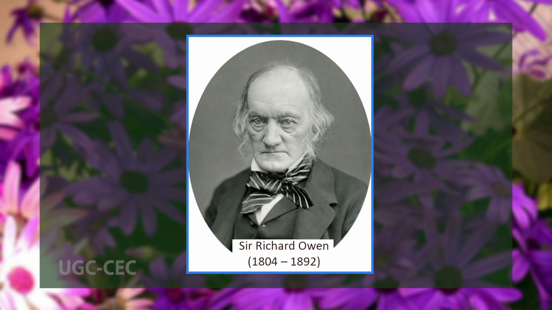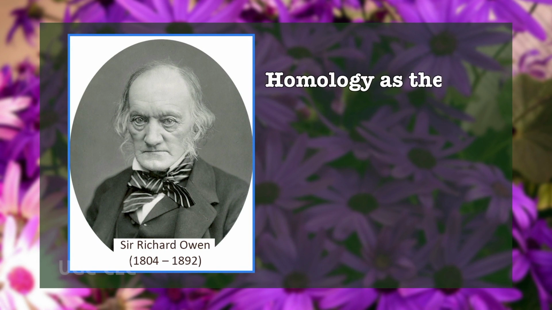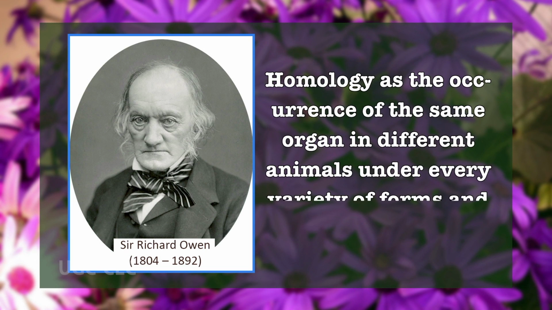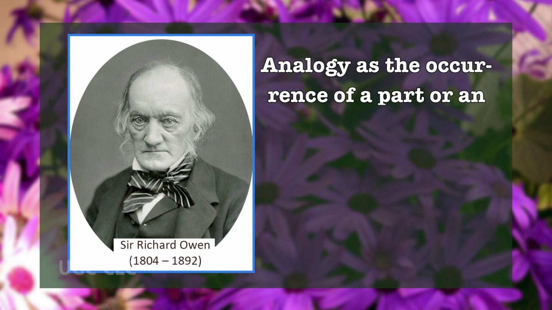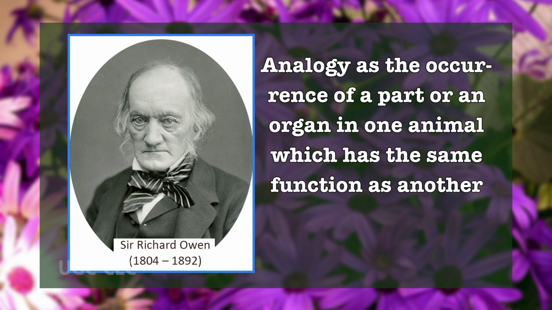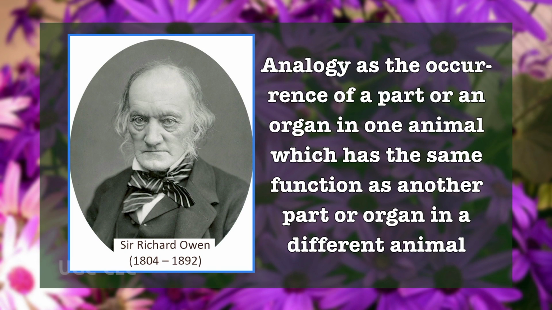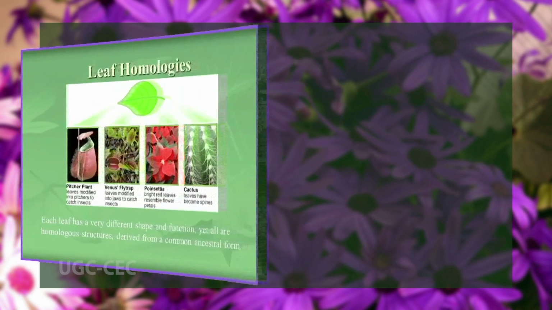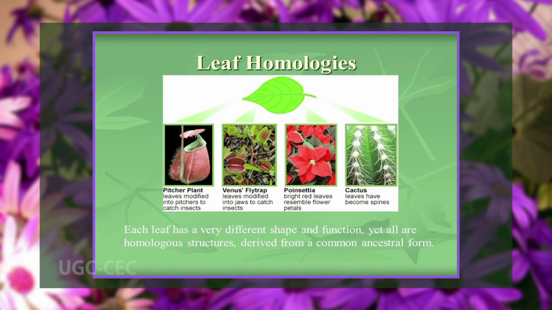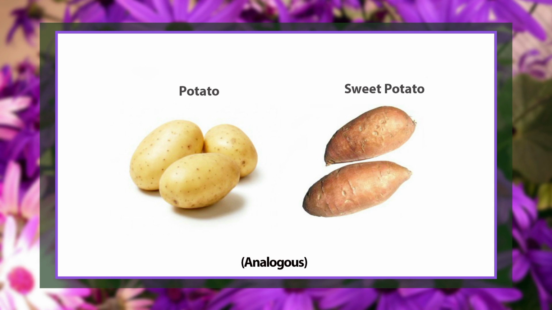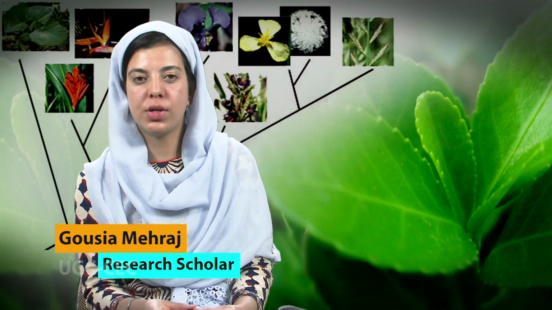These terms were first used and defined by Owen. Owen defined homology as the occurrence of the same organs in different animals under every variety of form and function. He defined analogy as the occurrence of a part or an organ in one animal which has the same function as another part or organ in a different animal. If applied to plants, the leaves of pitcher, Venus flytrap, poinsettia and cactus show different functions and shapes. Each of these leaves is a homologous structure derived from a common ancestral form. The tuber of potato and the tuber of sweet potato, on the other hand, are analogous. While potato is a modified stem meant for storage of food, sweet potato is a modified root.